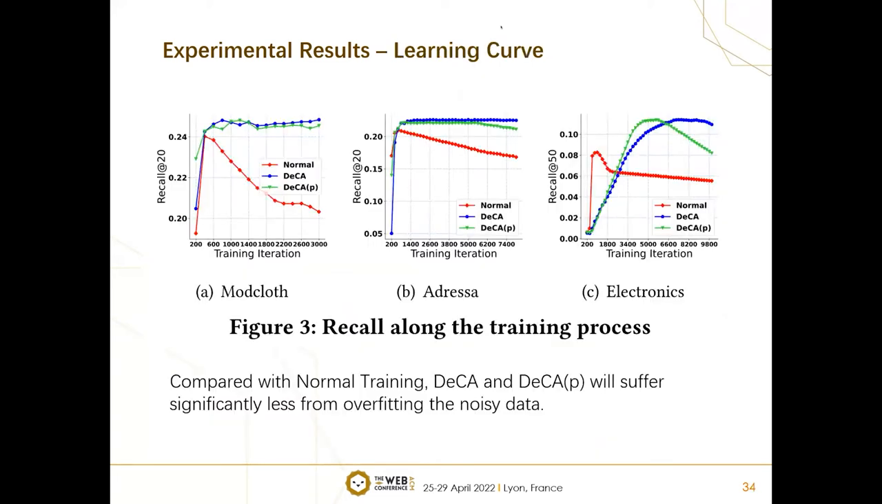This is the training curve on three datasets. We can see that compared with normal training, DECA and DECA-P will suffer significantly less from overfitting noise data, which means our methods are much more robust.